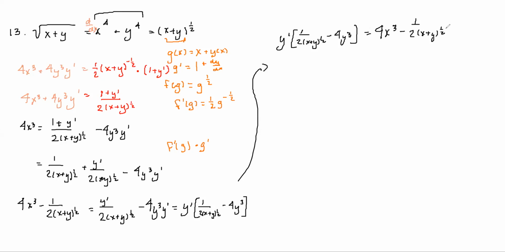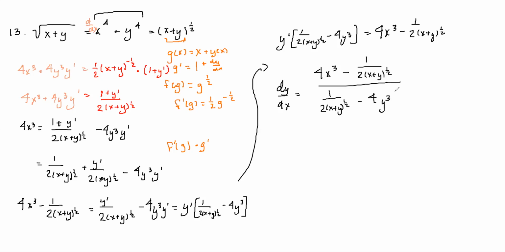Okay. Just going to divide this out. So I'm going to get dy dx is equal to 4x cubed minus 1 over 2x plus y to the 1/2 over 1 over 2x plus y to the 1/2 minus 4y cubed. And I don't really like having fractions within fractions, so I'm just going to multiply by 2x plus y to the 1/2. I'm going to do that to both the numerator and the denominator.